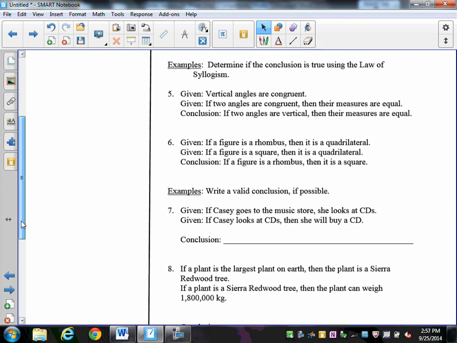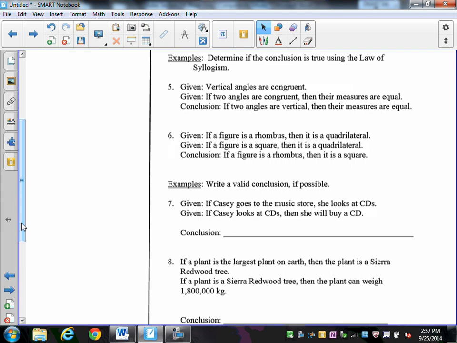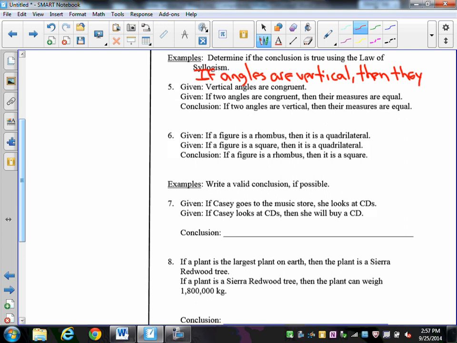So let's see if these things are true, the same as the LeBron James example. Vertical angles are congruent. Again, we did this at the beginning where we broke this into an if-then statement. So we would say, if angles are vertical, then they are congruent. And the second thing we're given is, if two angles are congruent, then their measures are equal. So again, we have the same thing. This is our common thing. So if we cut it, what are we left with? If two angles are vertical, then their measures are equal. So this is a valid conclusion.